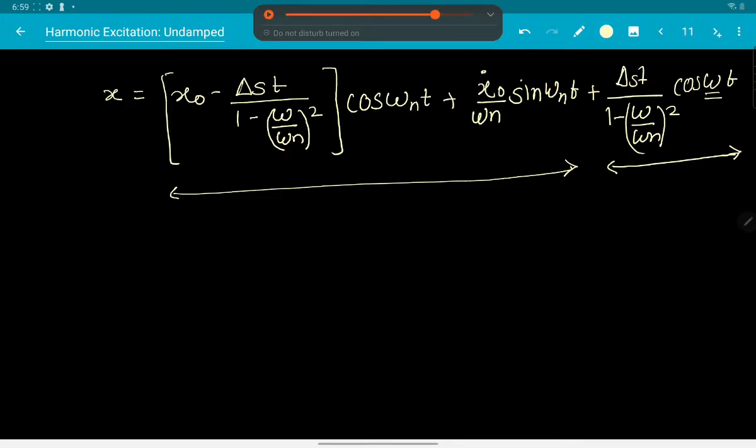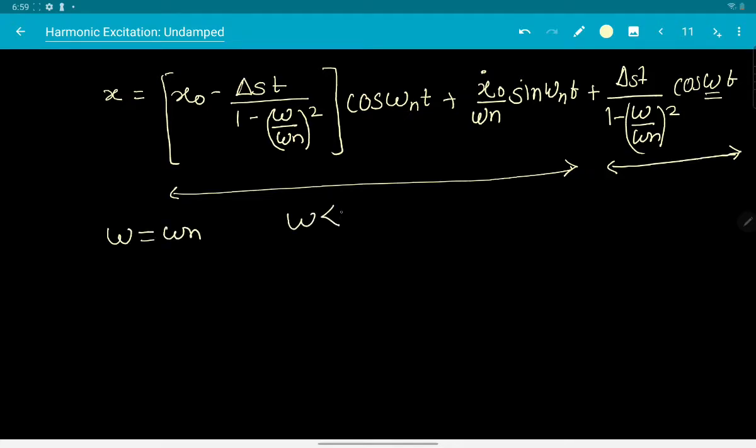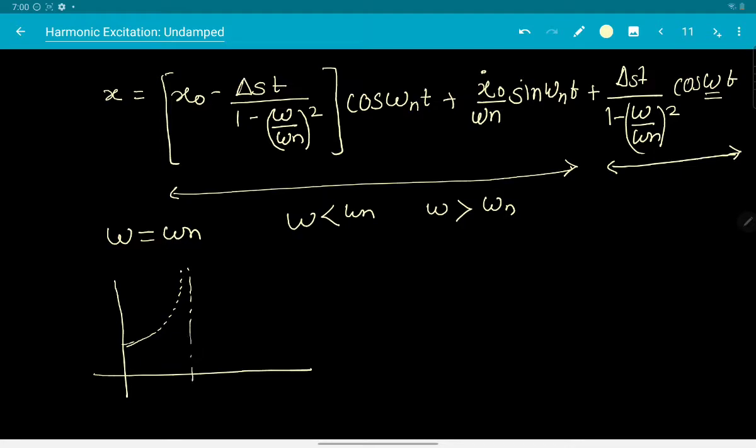Now we are going to consider that condition where omega is exactly equal to omega n. In the previous class we have seen what happens when omega is smaller than omega n, and we also have seen what happens when omega is greater than omega n. When omega is greater or smaller than omega n, this was the response of the amplitude of the particular integral that we observed in the previous class.